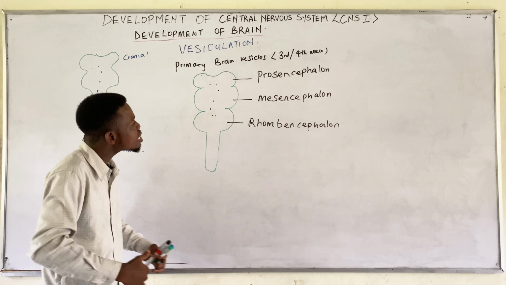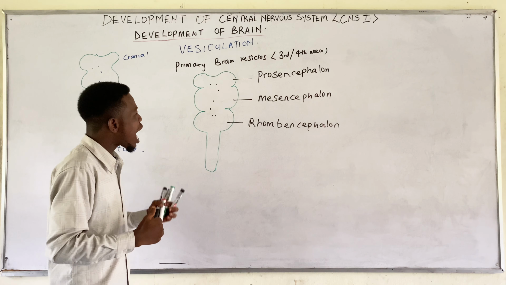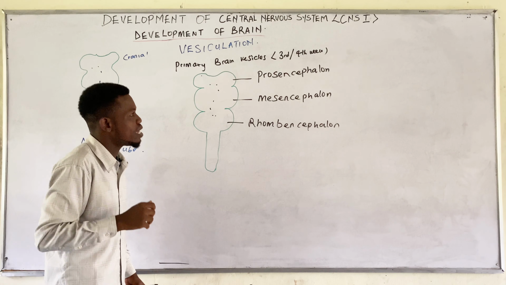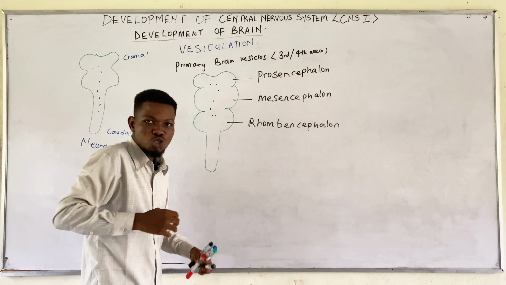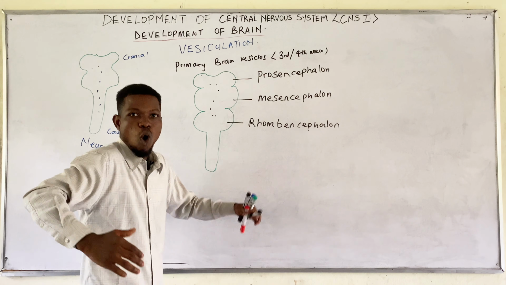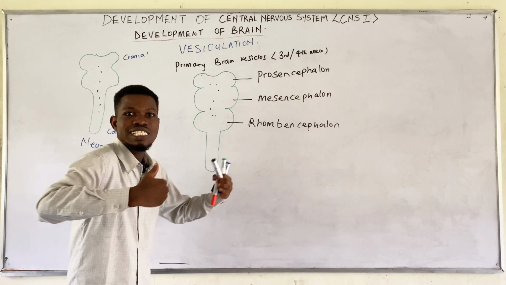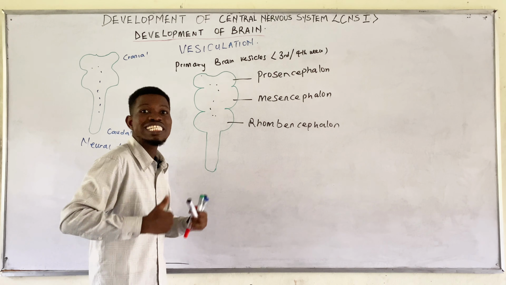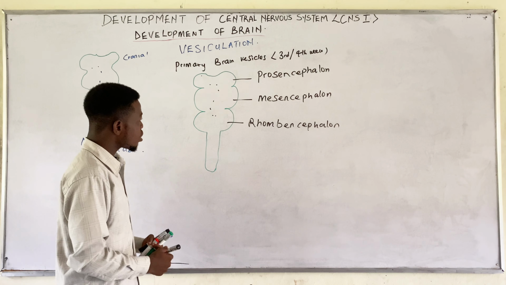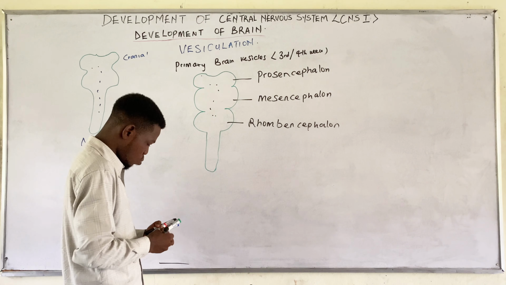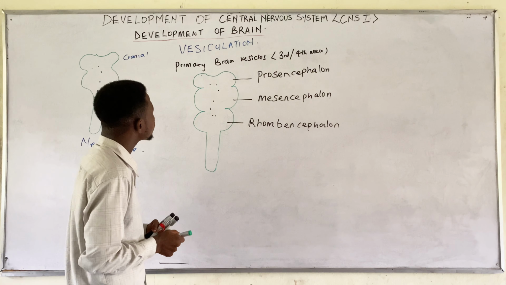Then what happens as the neuroepithelial cells continue to proliferate? Do you get it now? As they begin to proliferate continuously, around the 5th week of development, the prosencephalon also divides and bulges to form some brain vesicles. We also call them the secondary brain vesicles. Now, what are the secondary brain vesicles? These are the secondary brain vesicles.